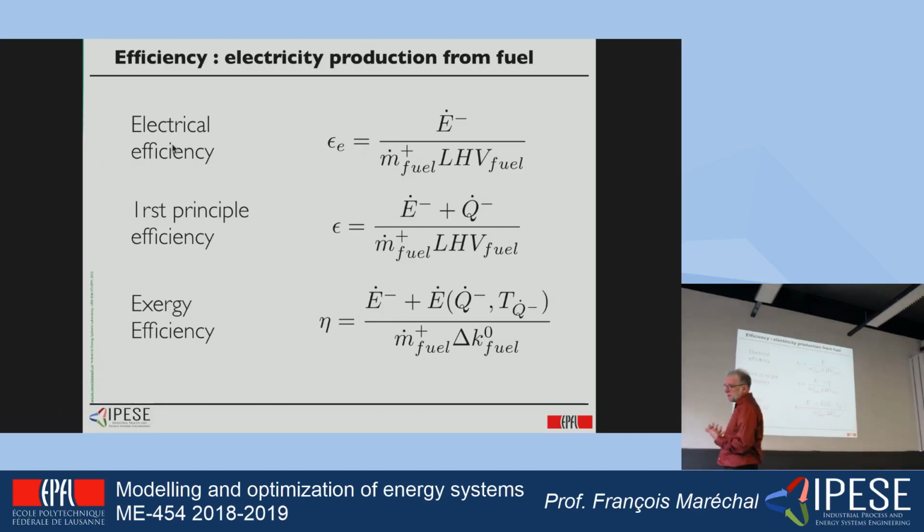Now, if you supply heat and electricity, then you can perhaps decide that the efficiency is the ratio between the sum of the electricity and the heat divided by the fuel that you consume. Okay? And then you have already a difficulty because you are starting to sum up electricity and heat, which is not always really comfortable for the people. But nevertheless, this is what is named the first principle efficiency.